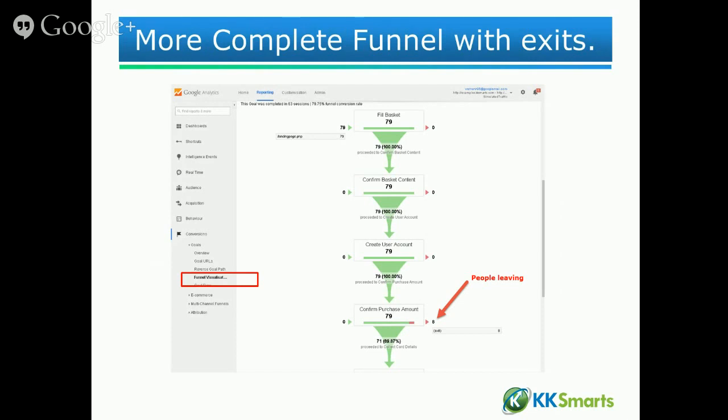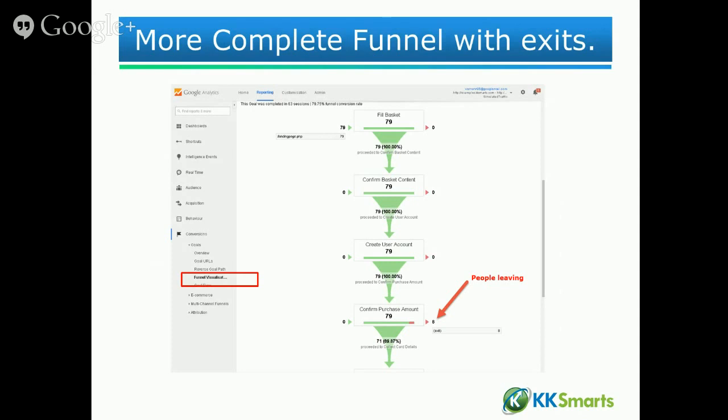Different numbers, but now 79 came into the fill basket, confirm the basket content. We went to create user account. Now, example numbers and not large numbers of people leaving. You may argue that that's not completely realistic. It doesn't fit with your scenarios.